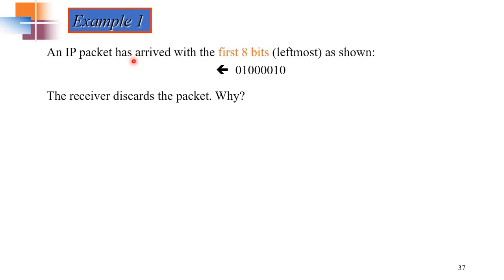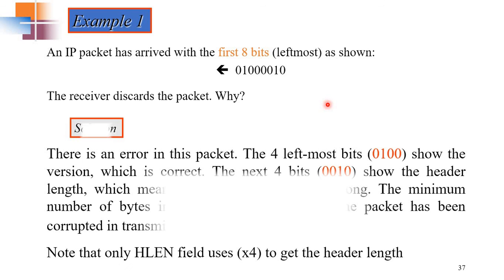An IP packet has arrived with the first 8 bits as 0100 0010. So the receiver is going to discard this packet. Why is the receiver going to discard the incoming packet? What is the problem with the packet, and why does the receiver have to discard it? Something is there. Let me find what that is.